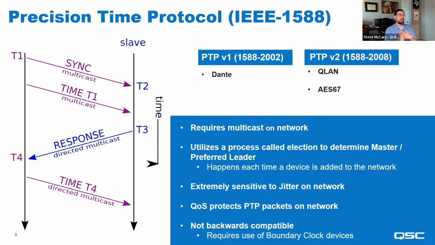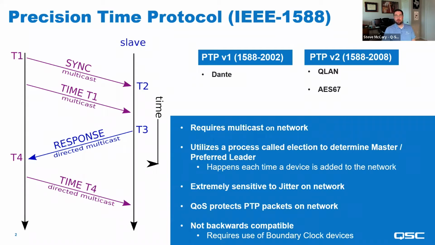So what happens is a sync packet gets sent out, multicast, it just gets shotgunned out along with the current time from the master. The slave then responds back to it. And then the master replies back again with the final syncing, and that's how it goes through.